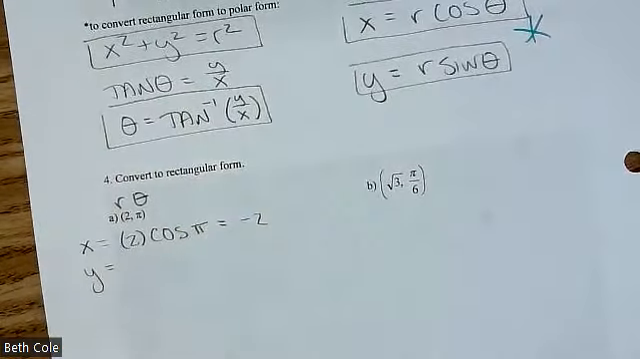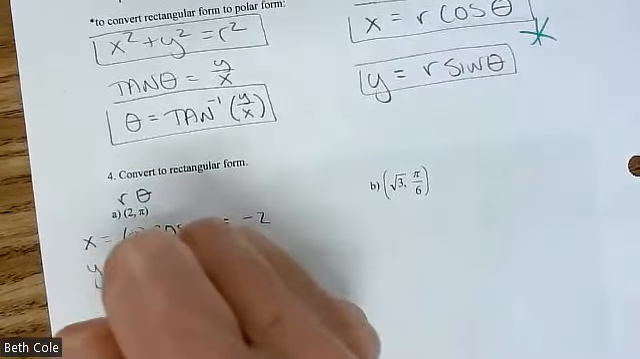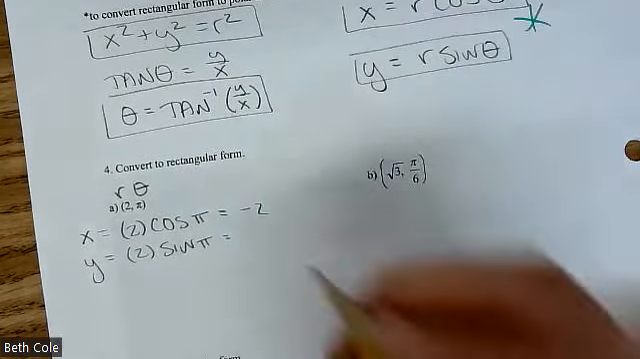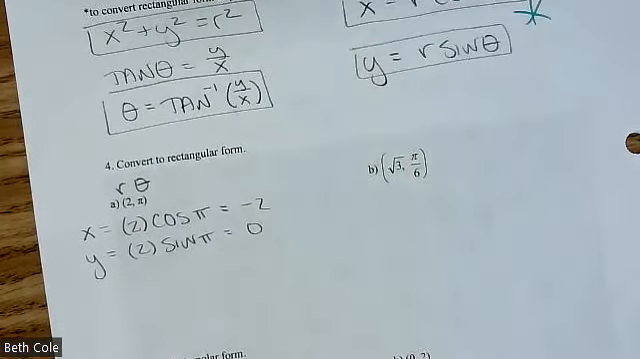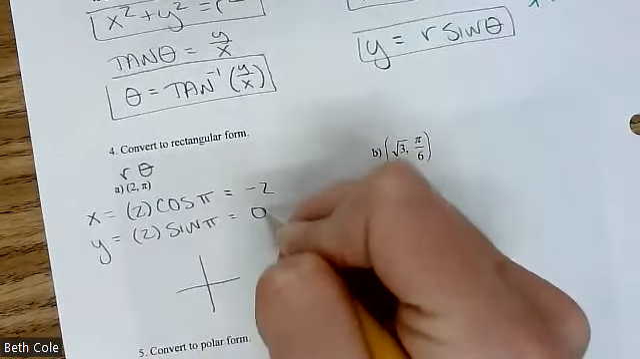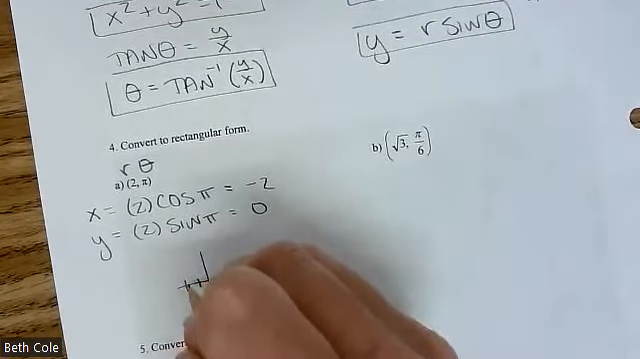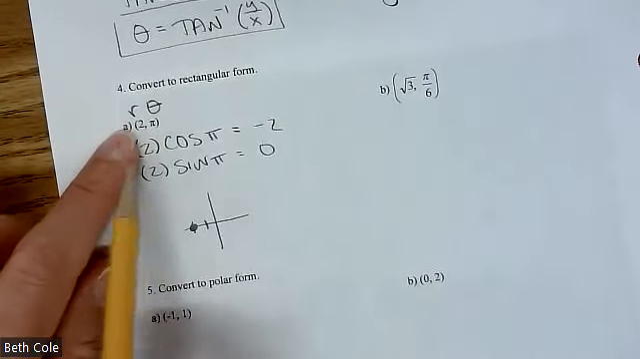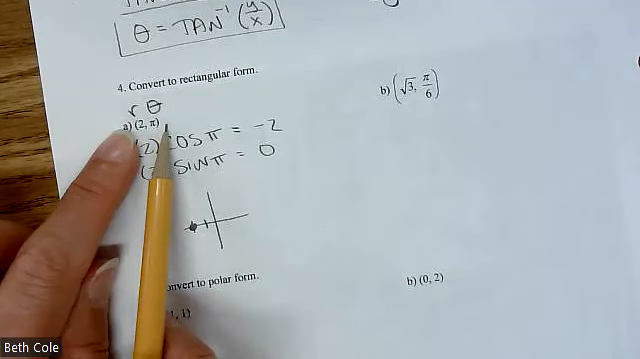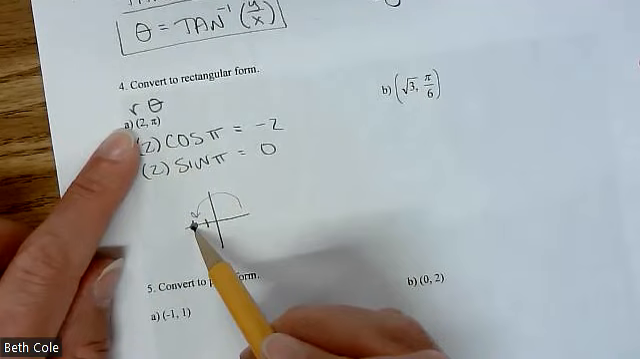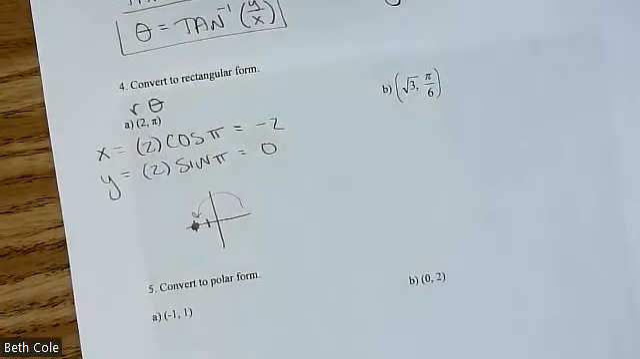And then y is going to be r sine theta. So that would be 2 sine pi, which would be 0. I always suggest drawing a little picture so that you can see it visually. The point (-2, 0) would be right here. And I just want you to make the connection. Does that make sense that in polar, it would be (2, pi)? Like you've rotated pi and then gone 2 units in that direction. Okay, I like to see the visual. Like I need the visual. It helps me.